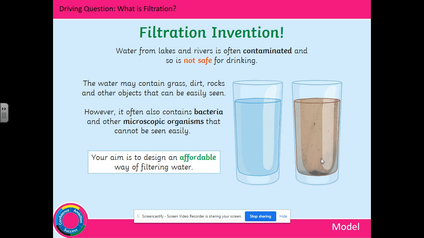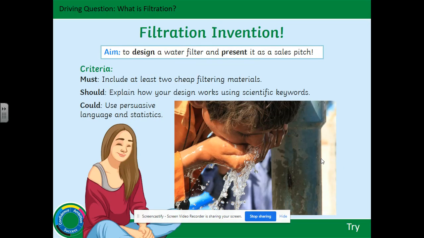Now, this is a challenge that I'm going to give for you guys. Just imagine that you were in this scenario, all right? You live in an area where two towns have access to a stream or a river. You live at the second village down or town down. You know that your water is not clean. Now, your aim is to design a water filter and present it as a sale pitch.